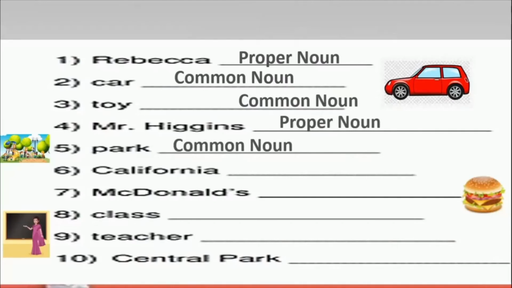Okay, so out of the 10 words, I have identified 5. Now what you can do is, after you watch the entire video, you can play the video once again and try to identify the nouns from words 6 to 10.